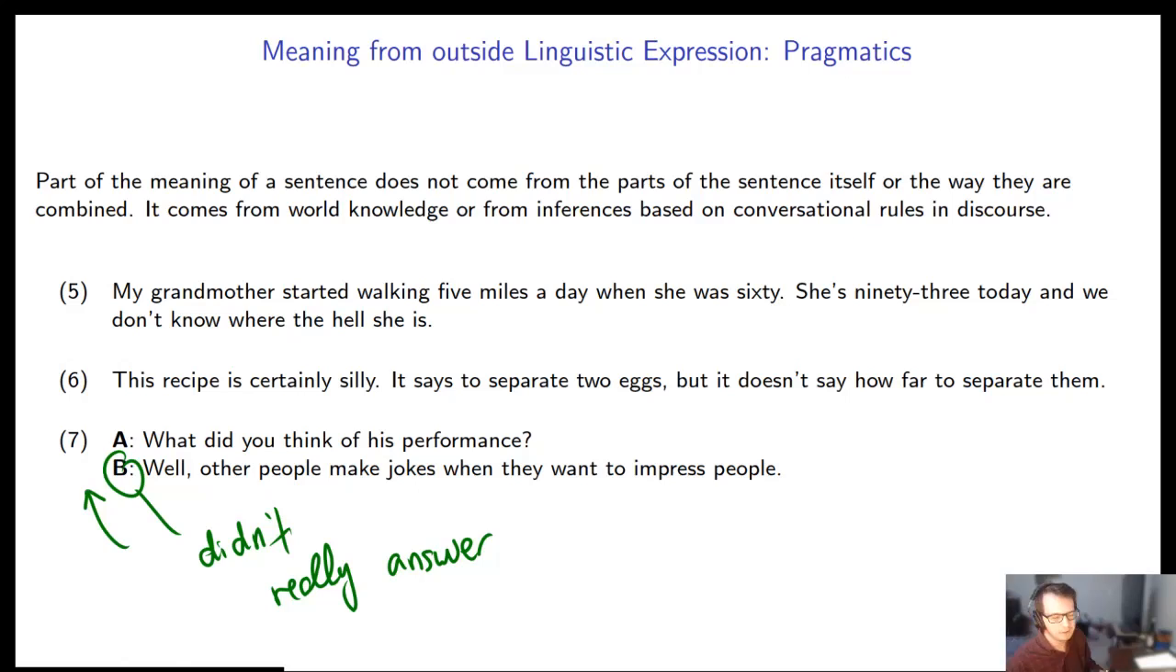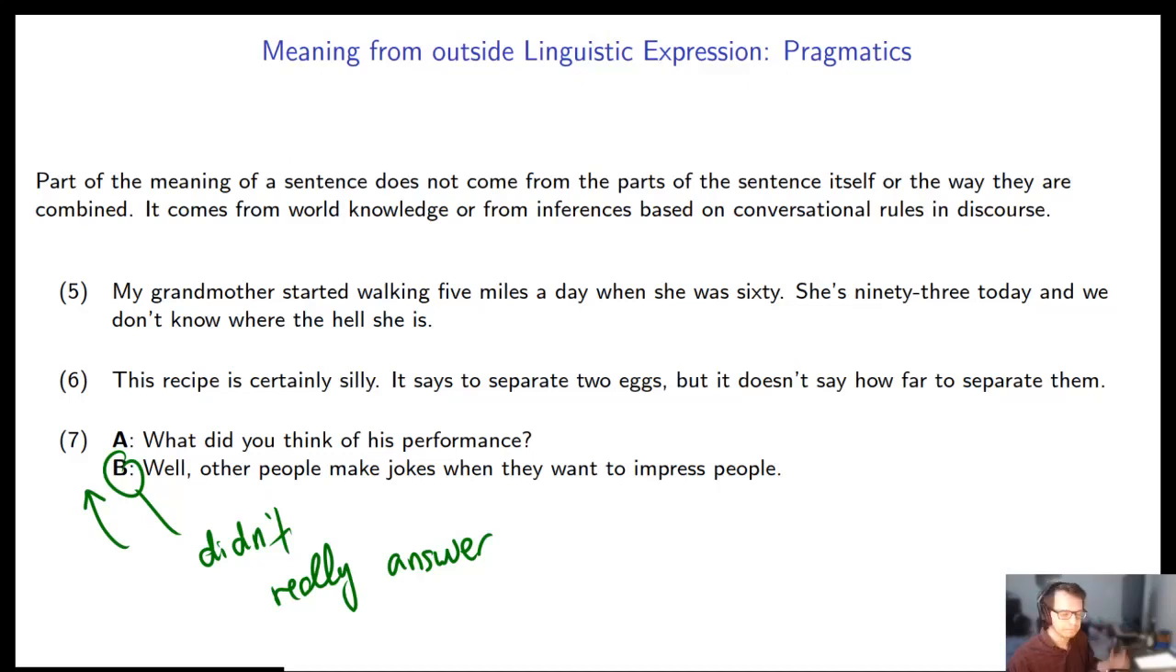And expectations about conversational rules and knowledge would say, okay, because B didn't say something relevant, B probably didn't like it. It's just a polite way of saying it. Maybe B knew the person, maybe B just wants to save their image or save their face, but B doesn't want to be direct about it. So pragmatics investigates that kind of thing.